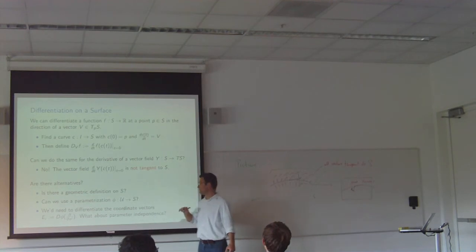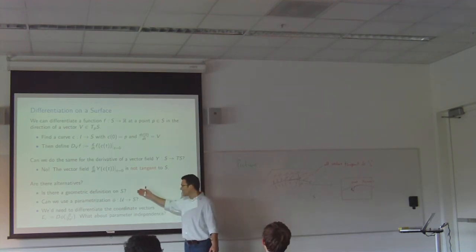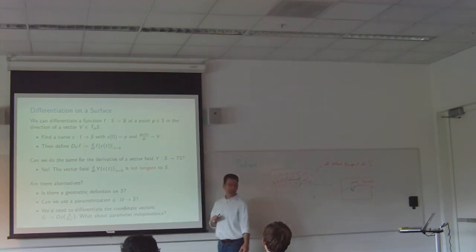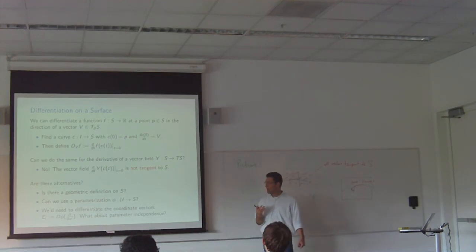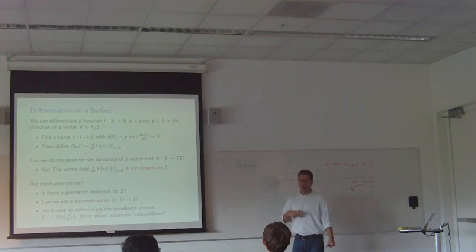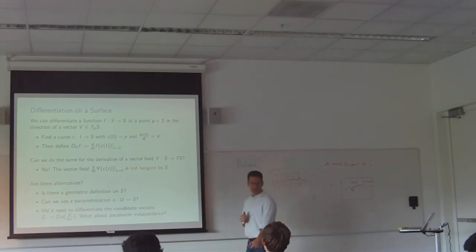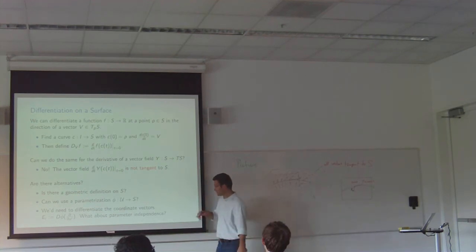So can we come up with something? And maybe we can't, so we have to go use a parameterization instead. But now we face the problem of whether or not whatever definition we decide on is independent of parameterization. Remember, we always have this issue, right? So we have to do some proving to show that whatever we come up with is independent of parameterization.